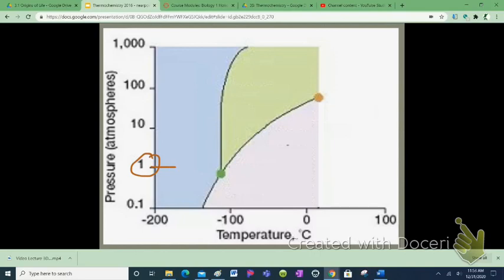Draw yourself a line straight across. And where you see the solid and liquid line, that's melting and freezing. And where you see the liquid gas, that's boiling and condensation. And that's where you get your readings from. All right, now we're ready to move on to the next one.